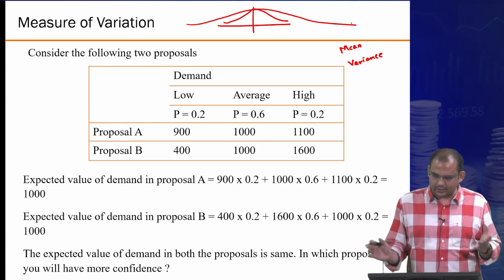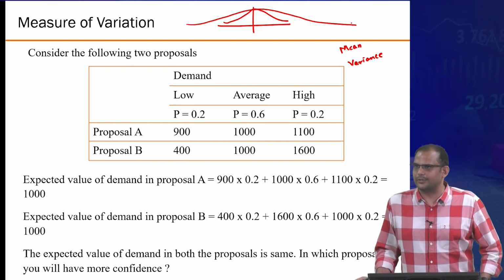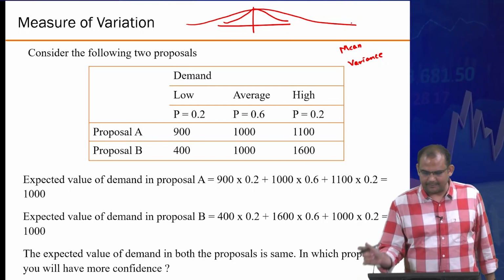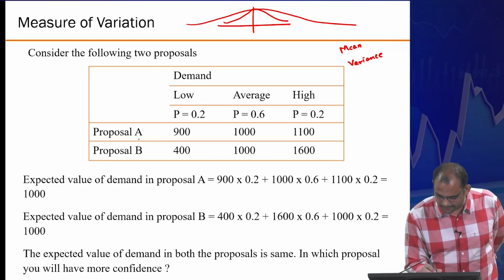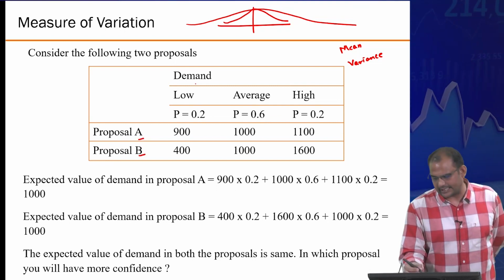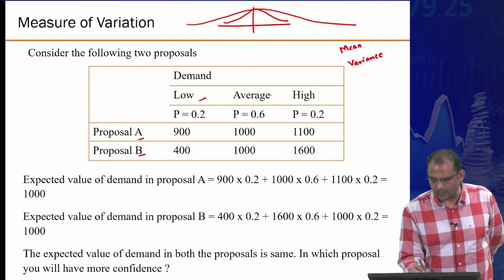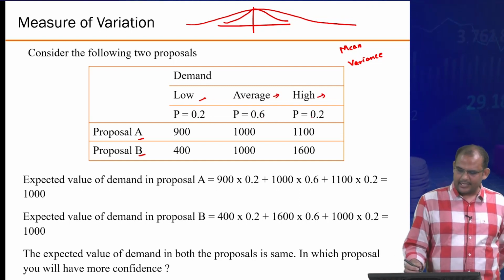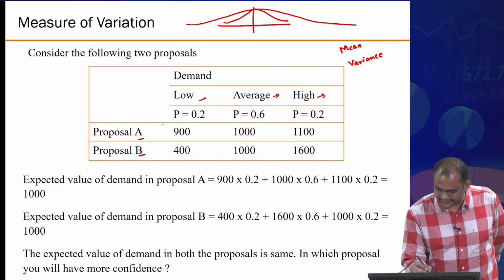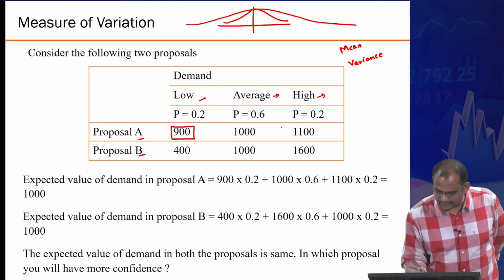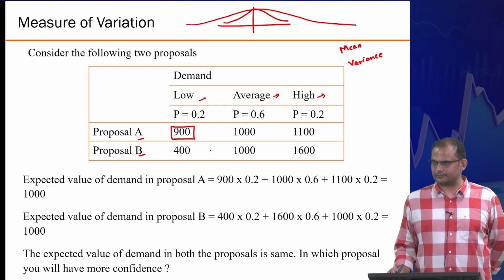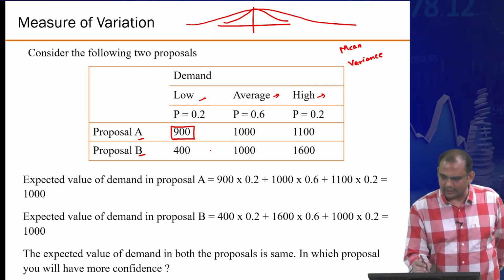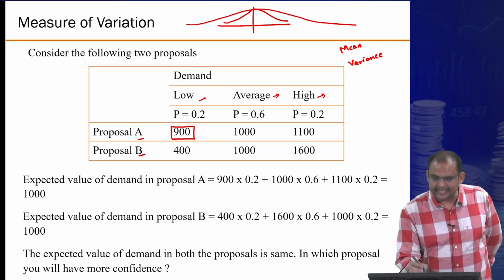So that can also become an important criterion for you to choose whether it makes sense to invest in a particular project. Let me give you an example. Let's say you have a proposal A and a proposal B. The probabilities of the scenarios of low demand, average demand and high demand are given to you as 0.2, 0.6, 0.2, and for each of these scenarios the corresponding values are given in this table. So the expected value of the demand, not present worth, basically demand, is given.